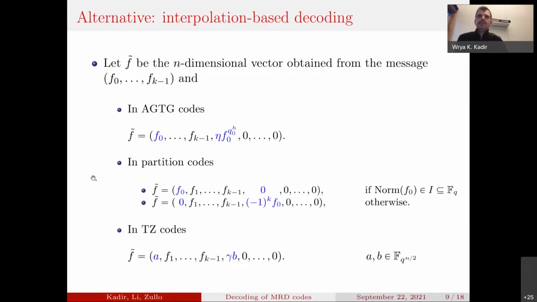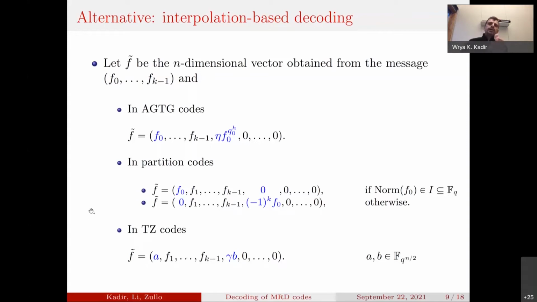Let F tilde be the n-dimensional vector obtained from the message F0 to Fk-1. In AGTG codes, F tilde is defined in this form. You can see F0 and Fk. As I mentioned, F0 and Fk are somehow dependent, so Fk is defined in terms of F0. In partition codes, we have two different cases, so F tilde is defined in these ways for the two different cases. And for TZ codes, F tilde is defined in the following way. A and B are elements; actually, these two are the coefficients F0 and Fk that are taken from the half field.